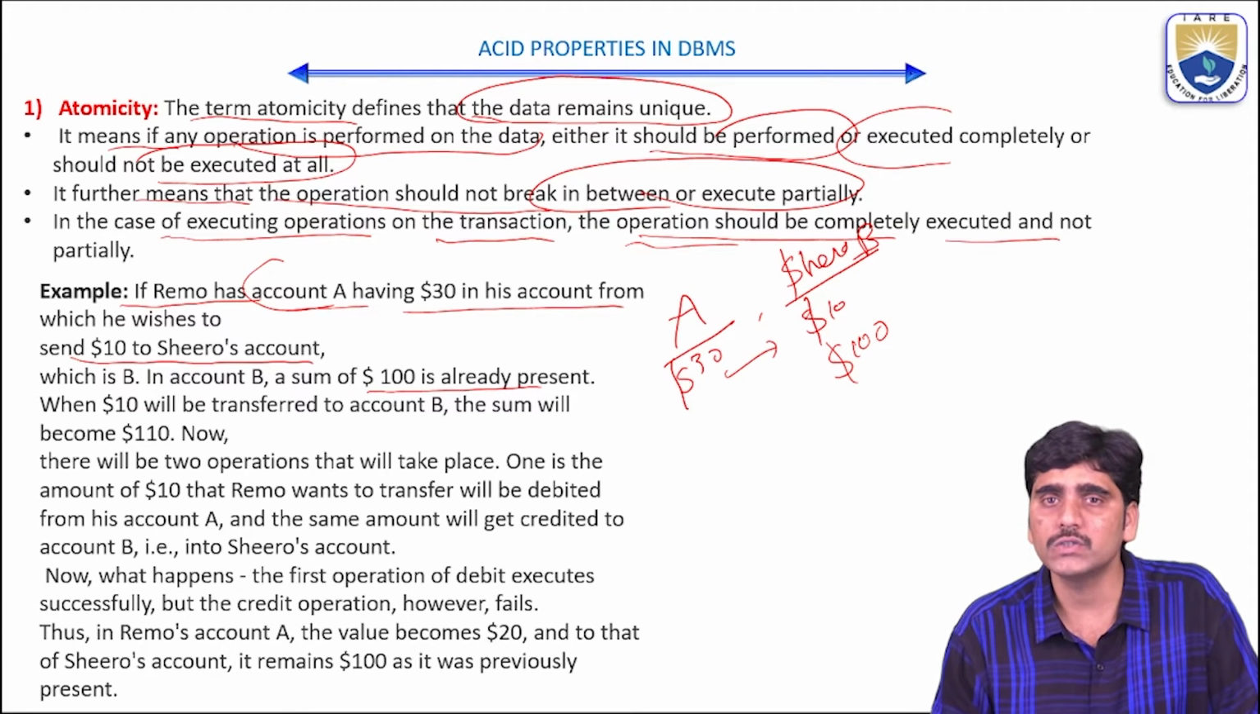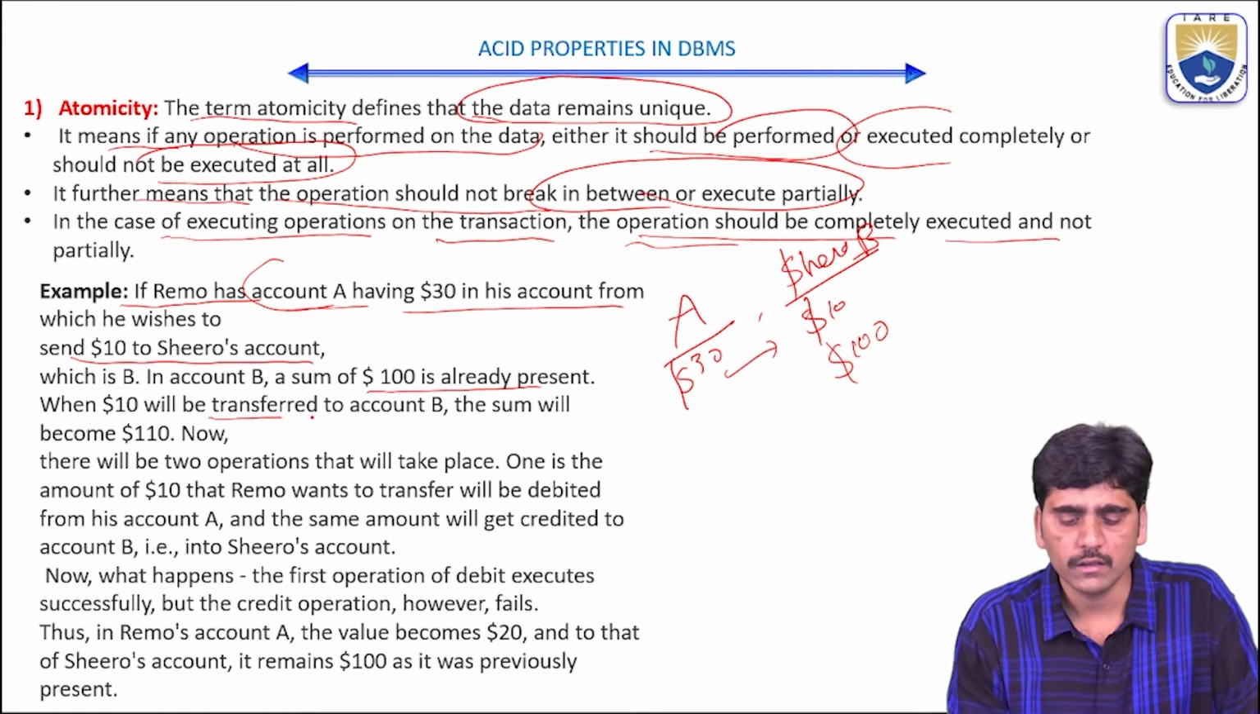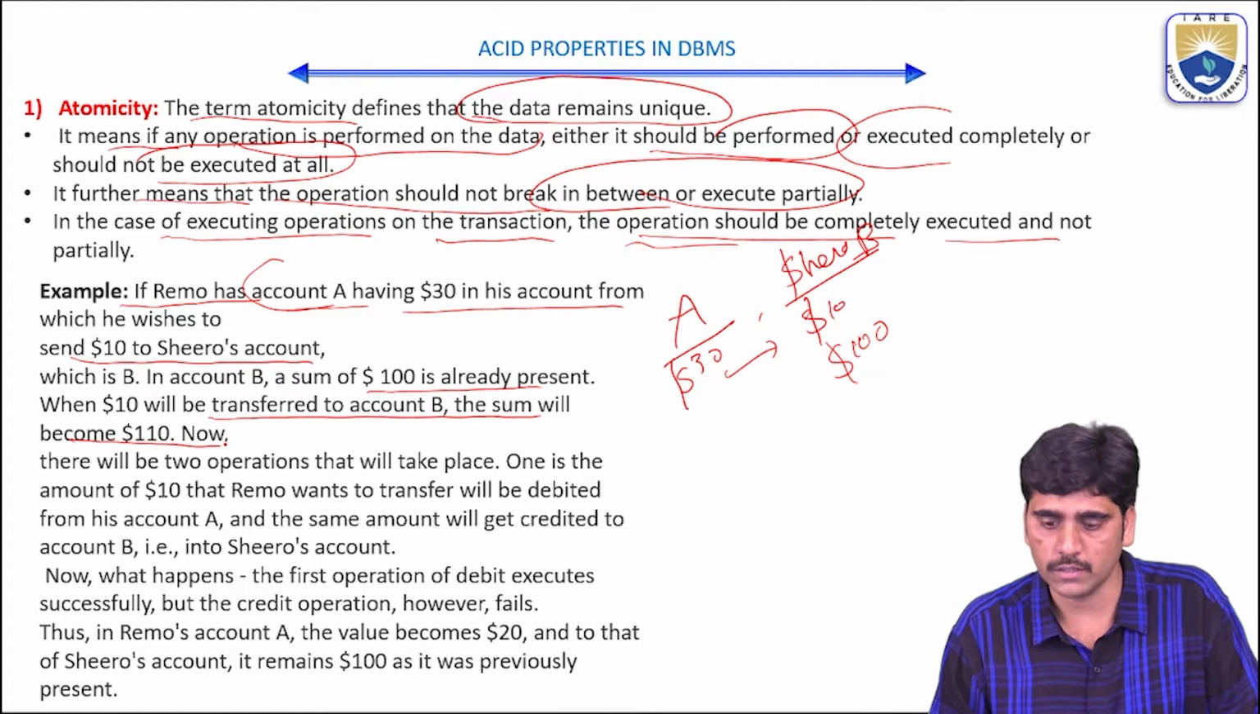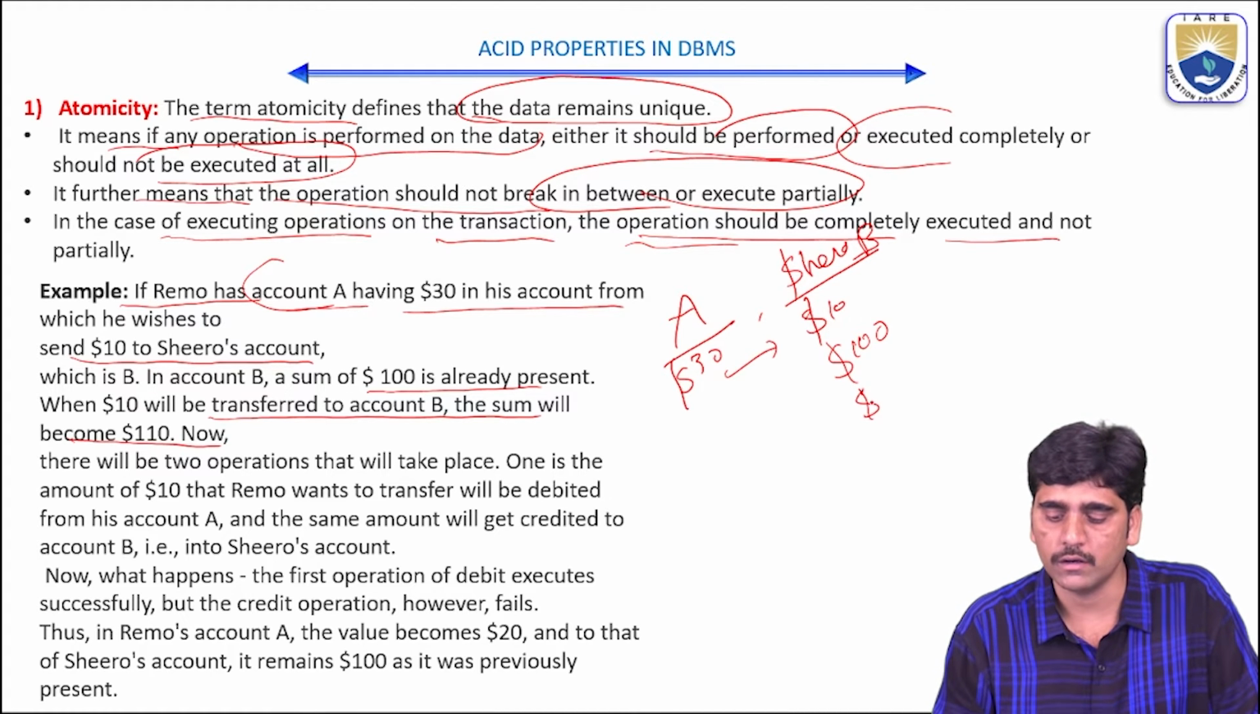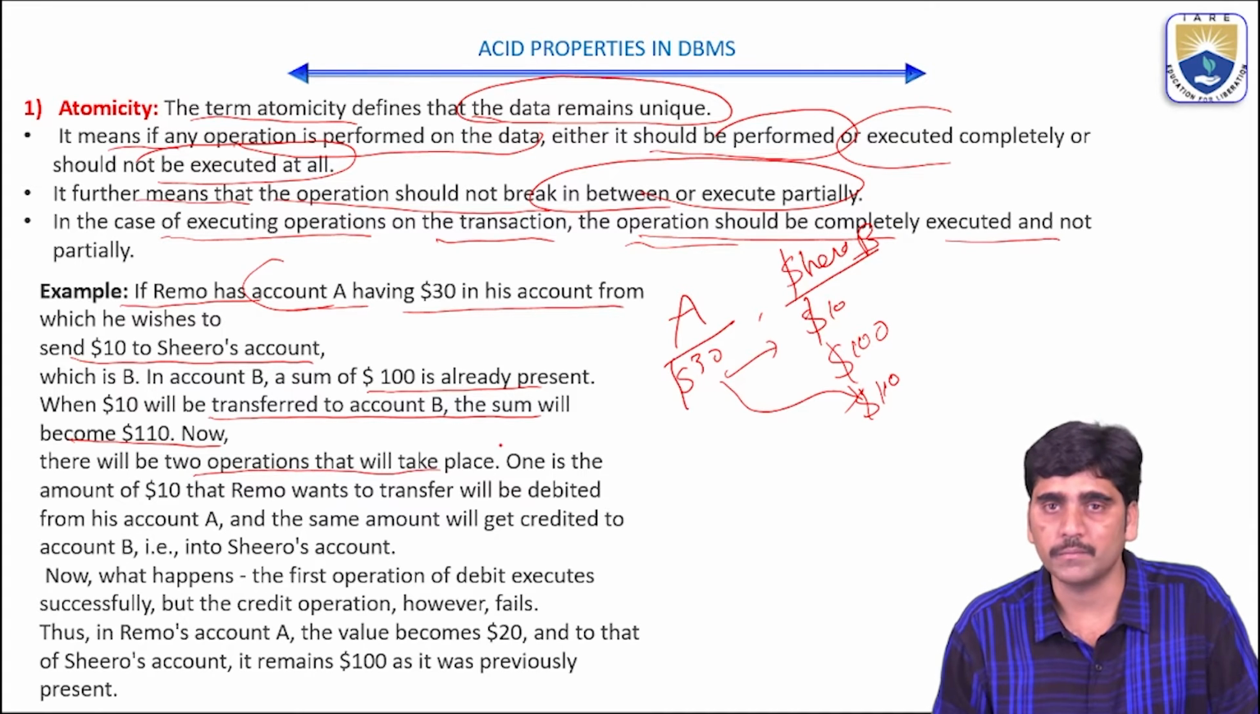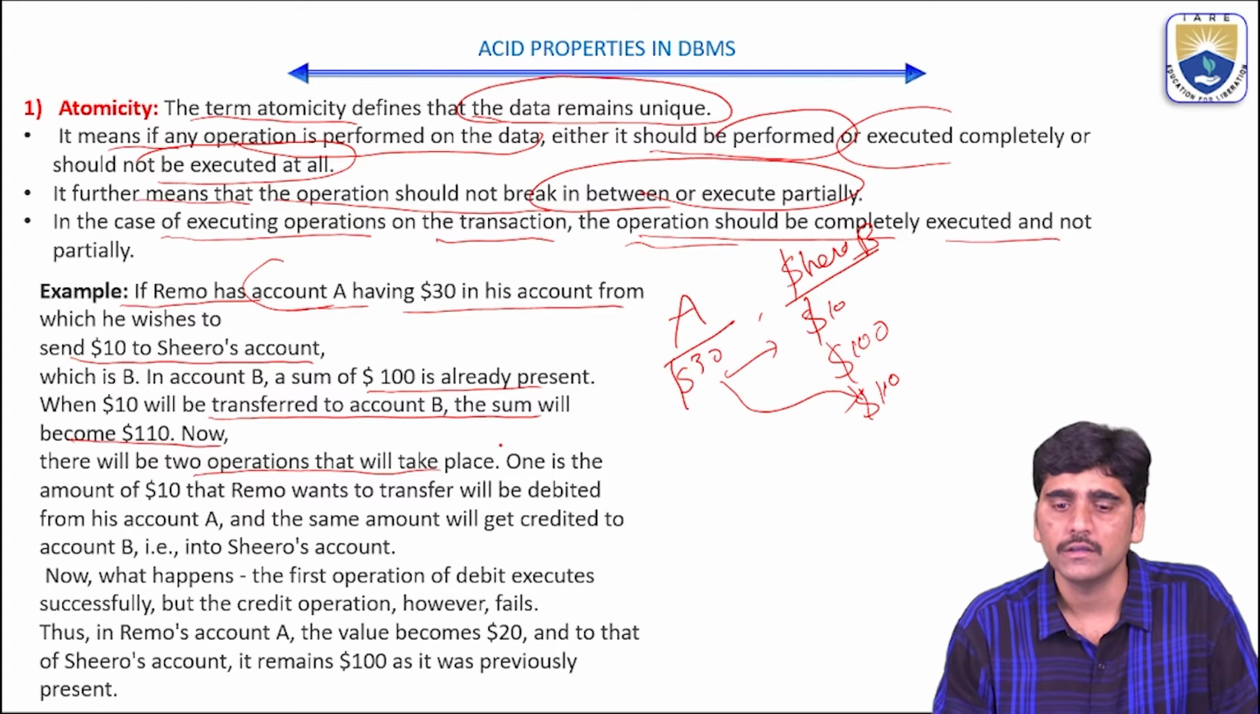Now A wants to send 10 rupees to B account. Then the B account sum will be 110, because the 10 rupees is transferred to the B account. There will be two operations that will take place. Whenever you are doing credit or debit transactions, two operations will take place here.